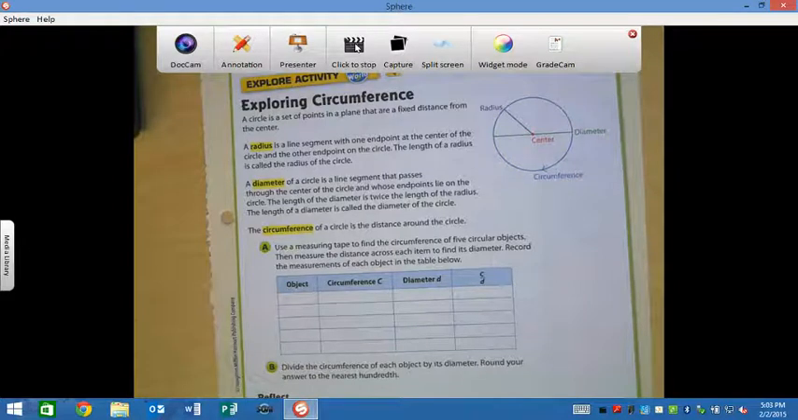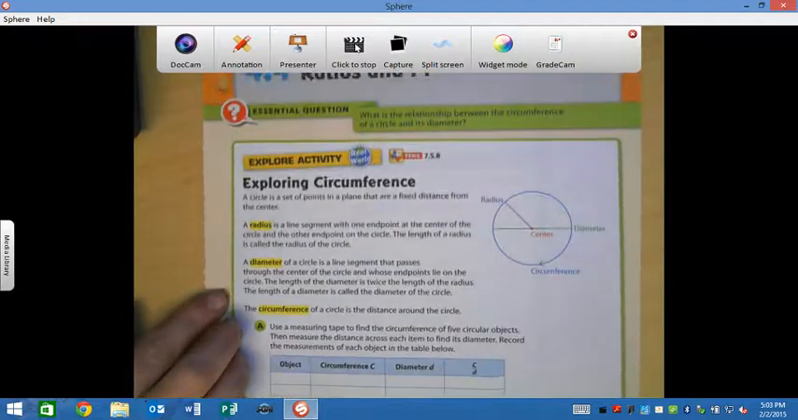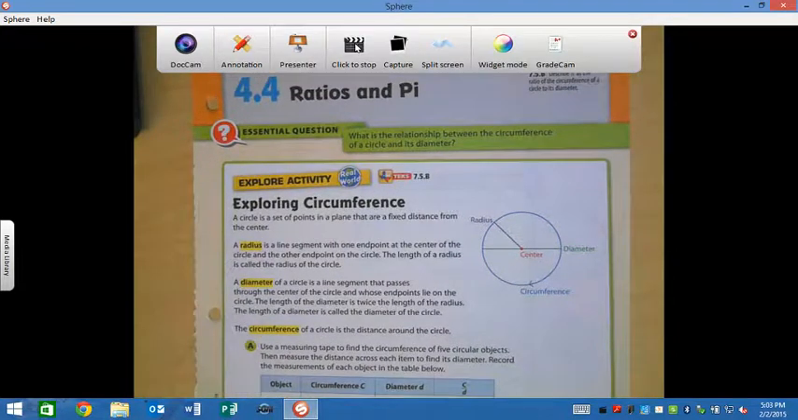Okay, welcome back. This is going to be over lesson 4.4, which is ratios and pi. And this one is a required assignment, so you will have to do this section. And the guided practice will be the DIY.